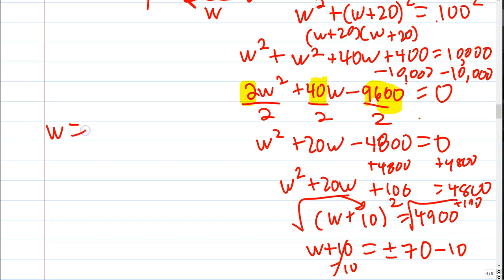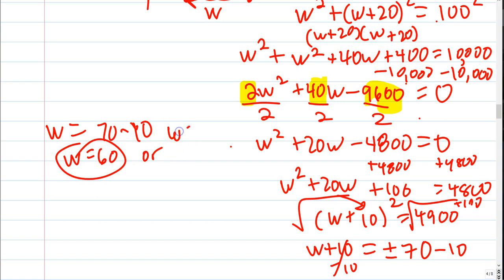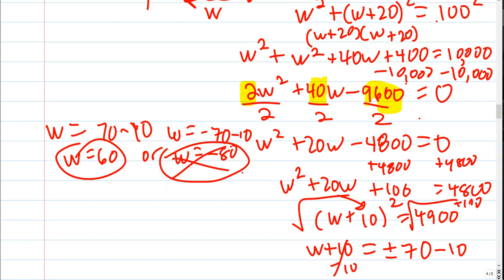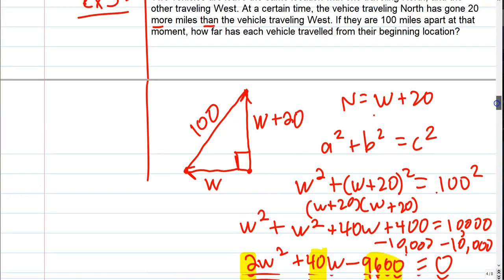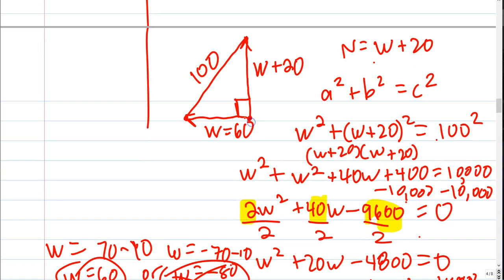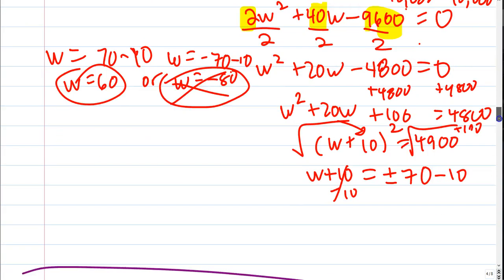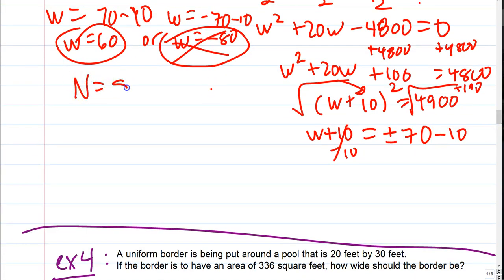W is equal to 70 minus 10. W therefore is equal to 60. Or W is equal to negative 70 minus 10, or W is equal to negative 80. In the context of this question, since W is a distance, we did not go negative 80 miles. We went west 60 miles. And we went north 20 more than that, so north 80 miles. Okay?